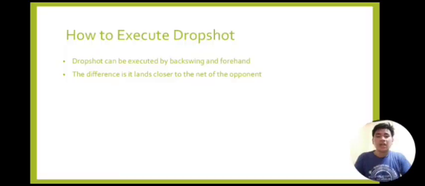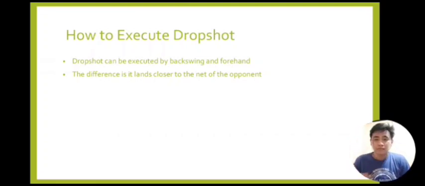So next is the drop shot. Similar to the volley, the drop shot can be executed through the backswing and forehand. But what makes it different is that it lands closer to the net of the opponent. It is considered an offensive shot, where when you do this drop shot, you might catch the opponent off guard.